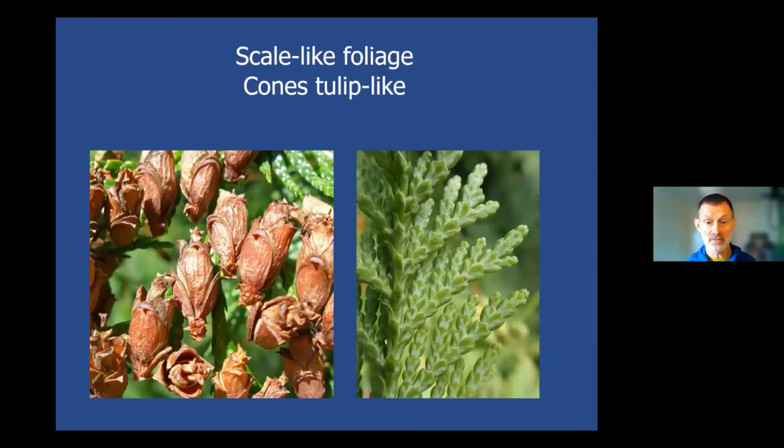If you have scale-like foliage and the cones are tulip-like or vase-like, now these are ripened cones here, so they've gone nice and brown, then we're looking at arbor vitae or thuja. Most of these are scented, and in the Mitchell book there is a good key to the scent.